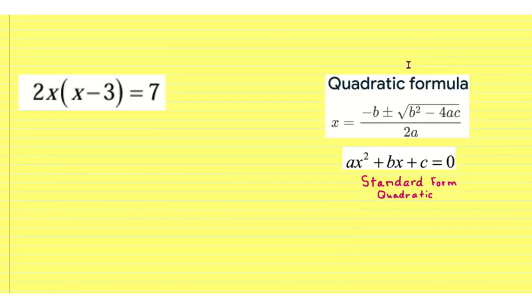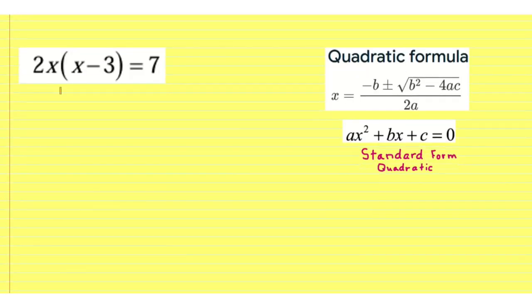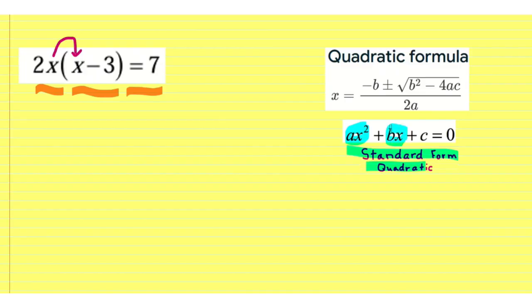Okay, our next problem is 2x quantity x minus 3 is equal to 7. It is a quadratic because once we multiply this x into the parentheses, that will be an x squared. So that qualifies it as a quadratic. And we actually need it to be in standard form because we need to be able to clearly see where the A value is, where the B value is, and where the C value is.